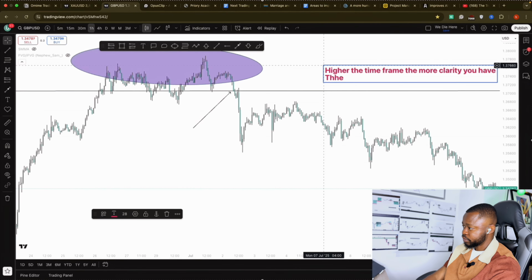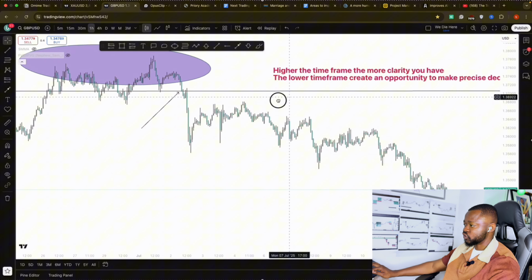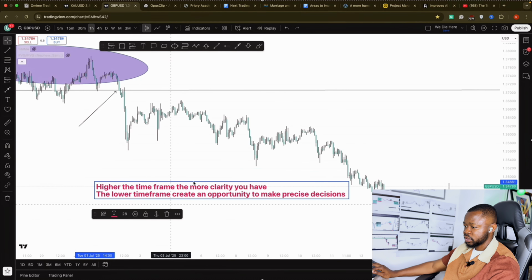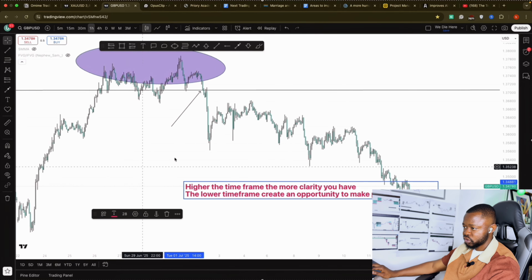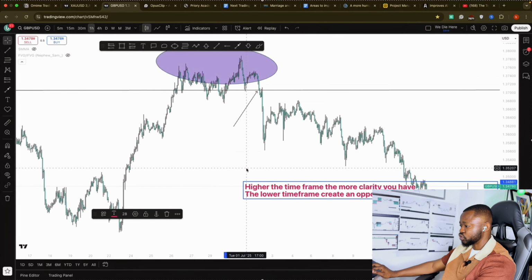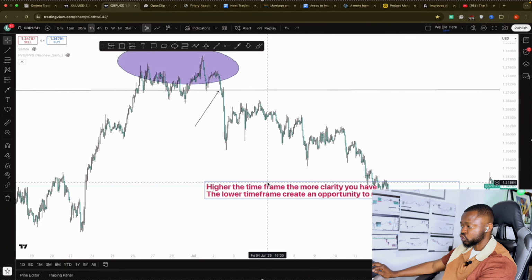The lower time frame creates opportunity to make precise decisions. This is when we're talking about sniper entries. So you can screenshot this and do whatever you want to do. Write it in your notes so you can make informed decisions moving forward.